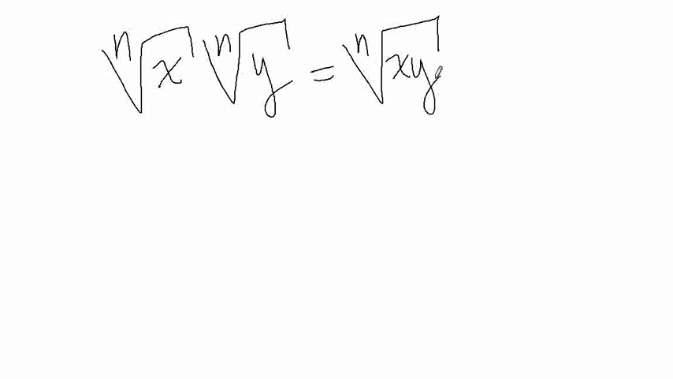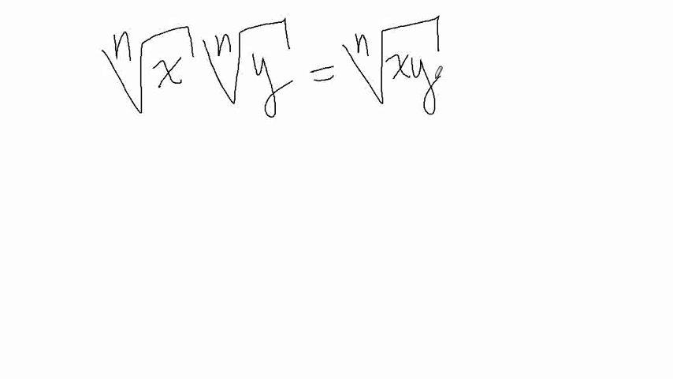What this says is that if you have a product of radicals and both radicals are of the same type, then they can be combined into a single radical of the same type as shown. Both pieces underneath the radicals, you multiply those pieces together, and that will be what's underneath the final radical.